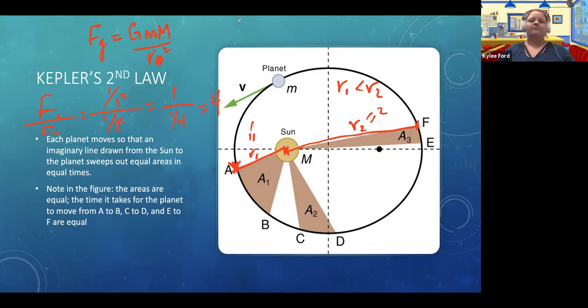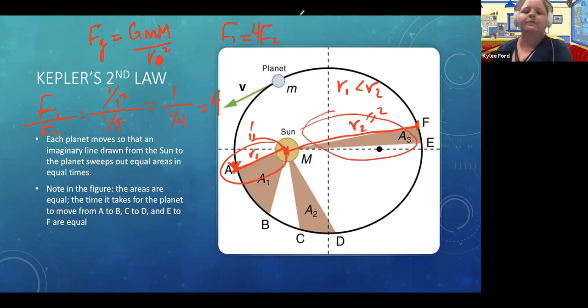So F1, or I'm sorry, yeah, F1 is going to be 4 times the amount of F2. So we have a larger gravitational force here than here. So F1 is larger than F2. So if I have a large gravitational force, it'll speed up through here, and then it'll slow back down. So that's how this will look when we are looking at orbits of planets.